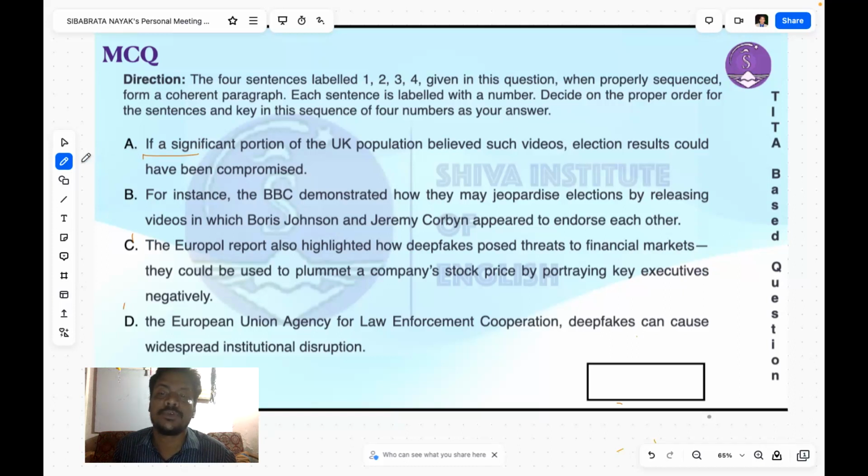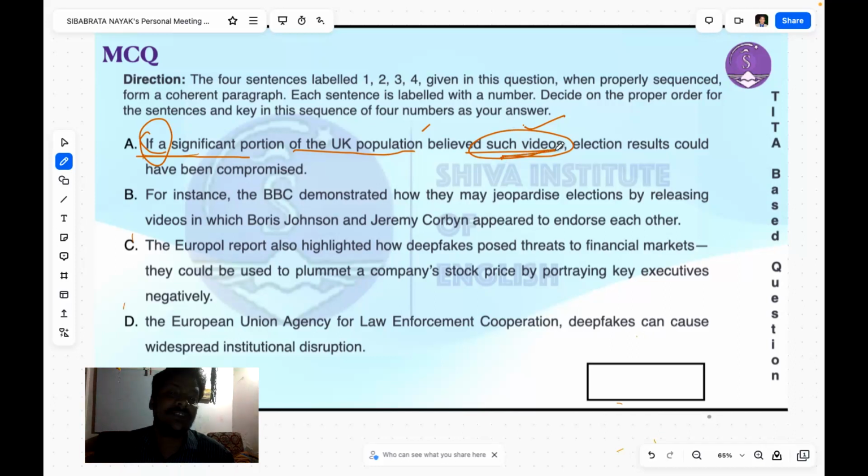What does the first sentence say? If a significant portion of the UK population believed in such videos, if you observe that, it seems like a conditional statement about a significant portion of the UK population. It means that if some people believe such videos, which might be given in the other sentence, or maybe not given, we need to assume that such videos might have been given in the text.